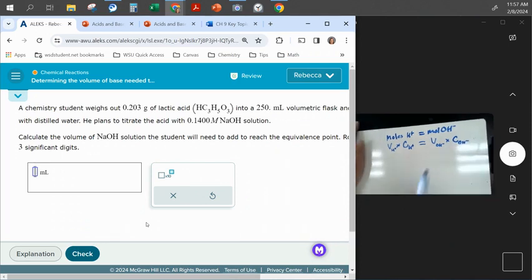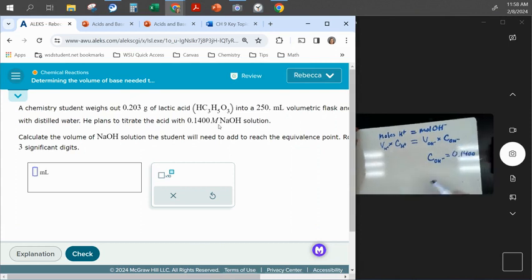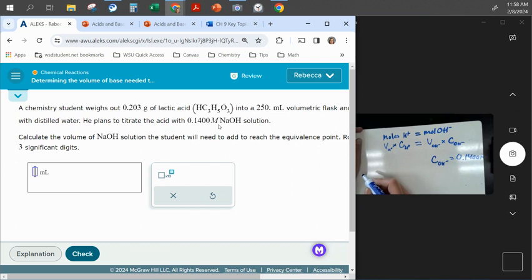All right. We don't even need to use that, actually. We have the concentration of OH. Let's write this down. We have the concentration of OH. They give it to us: 0.1400, with 4 significant figures. That's molar. All right. We don't have moles, but we can find moles of H+ using this equation.